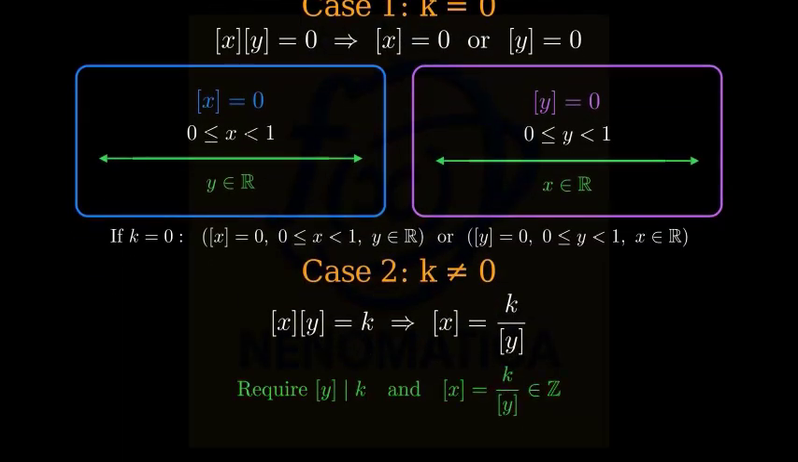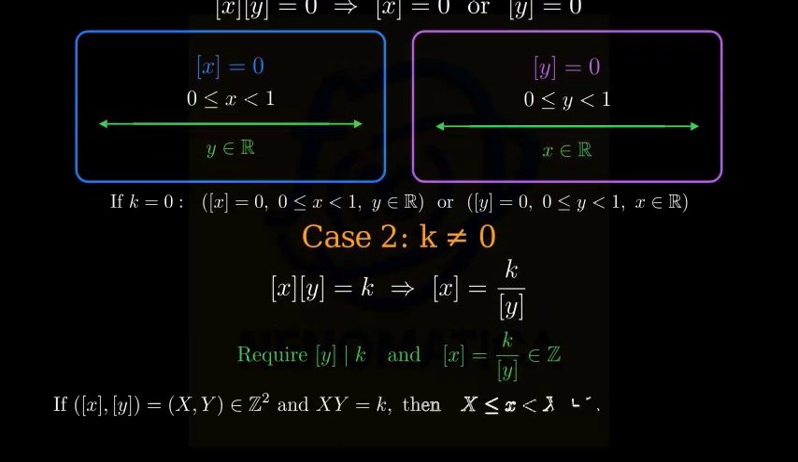That forces both floor of x and floor of y to be non-zero. We can isolate one factor to get floor of x equals k divided by floor of y. Since floors are integers, floor of y must be a divisor of k, and then floor of x is the quotient k over that divisor. For each integer pair capital X and capital Y that satisfies capital X times capital Y equals k, the real solutions come from the strips. x is between capital X and capital X plus 1, and y is between capital Y and capital Y plus 1. Let us see this approach on a concrete example with k equals 6.